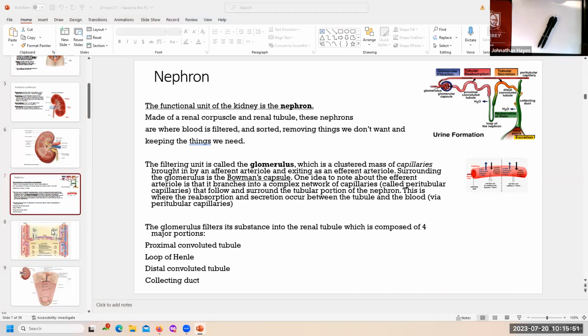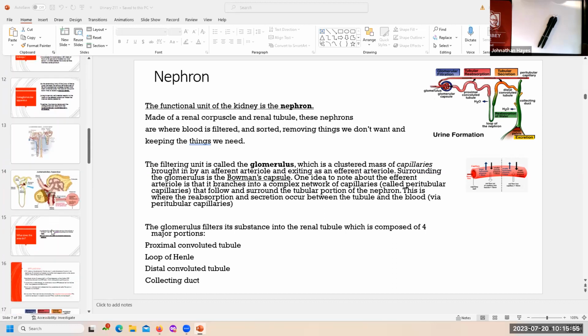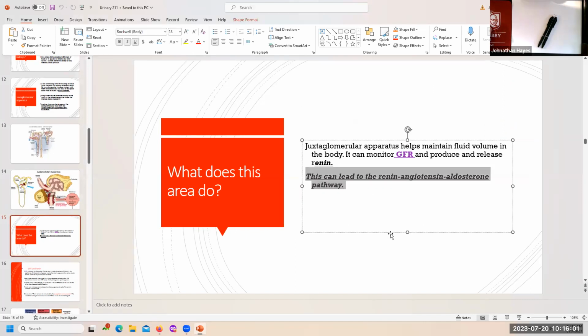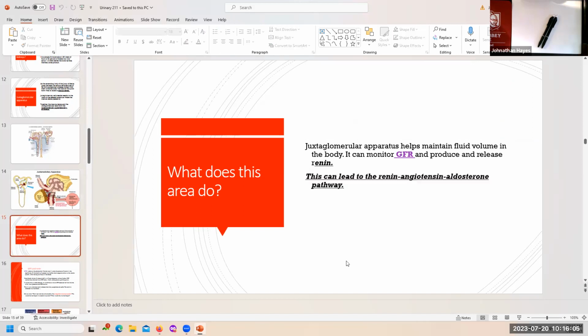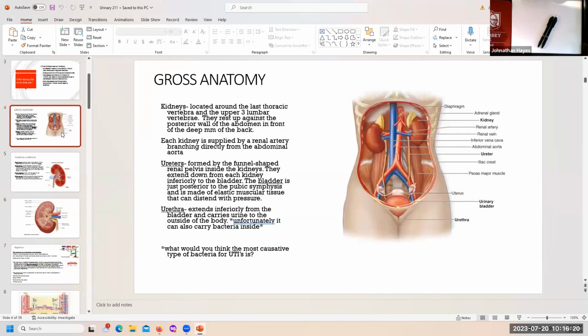And one of the most important roles of the macula densa, which let me see if I can find that in the notes for you, here it is, is that it can lead us to the renin-angiotensin-aldosterone pathway. The reason the macula densa might initiate a renin-angiotensin-aldosterone pathway is because of a decrease in GFR. So we'll talk about what GFR is and how GFR is established, and that'll go back into the anatomy, right? So it all ties in together.